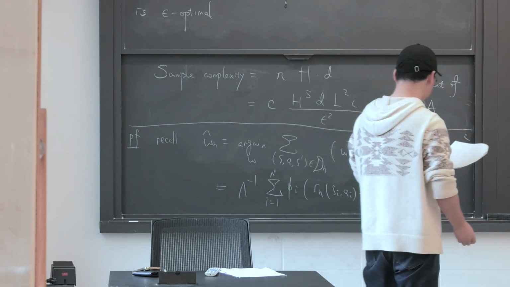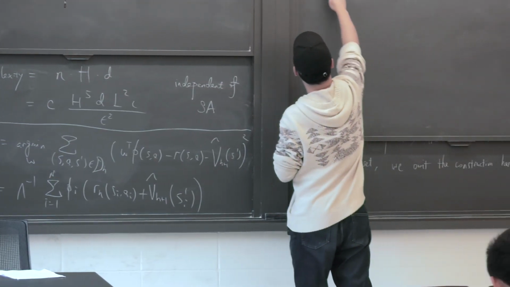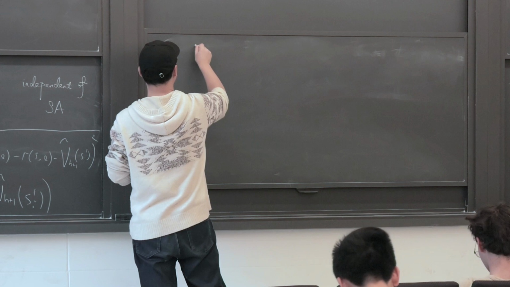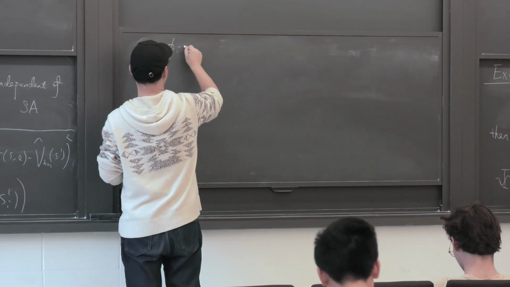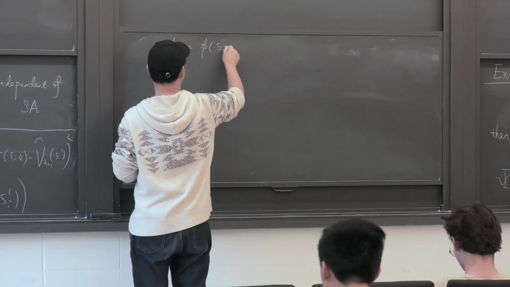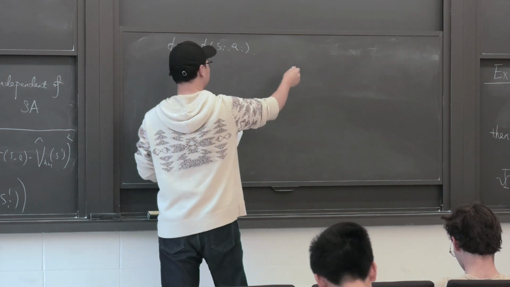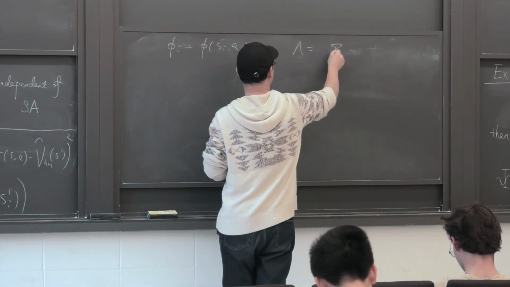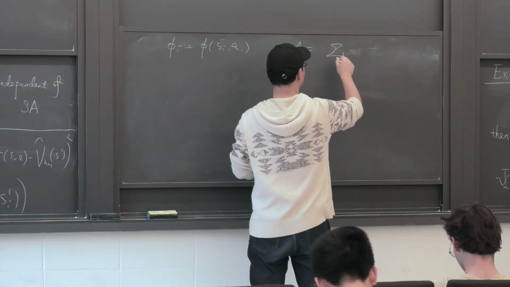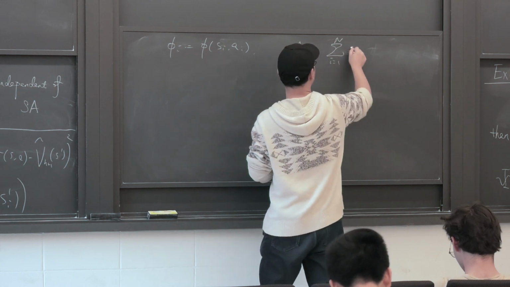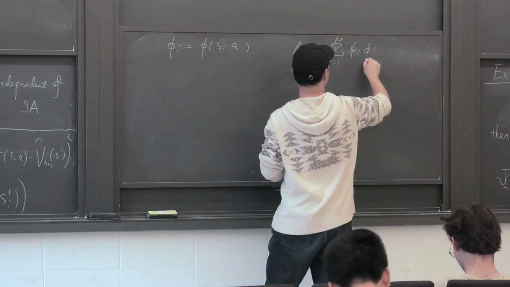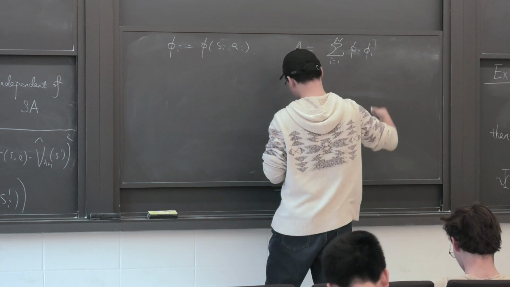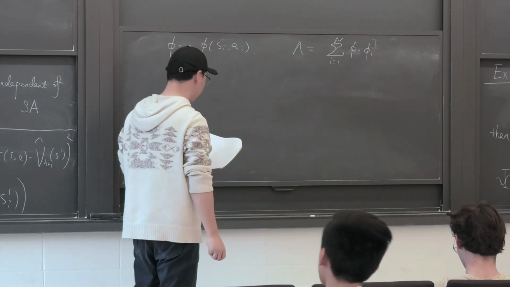Where we use the notation phi_i to denote phi(s_i, a_i) as a shorthand. And this lambda matrix is equal to the sum over i from 1 to n of phi_i phi_i transpose. This is what we have been talking about earlier in this lecture.